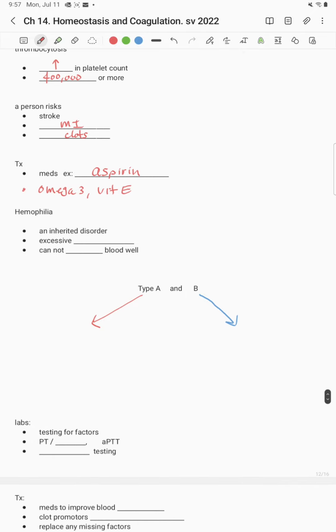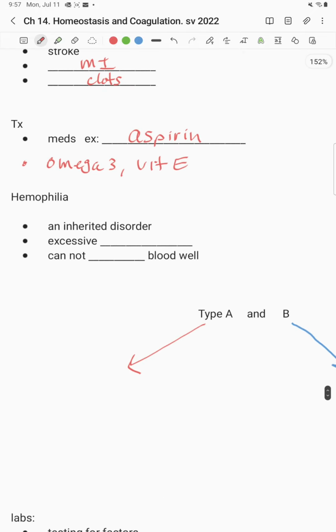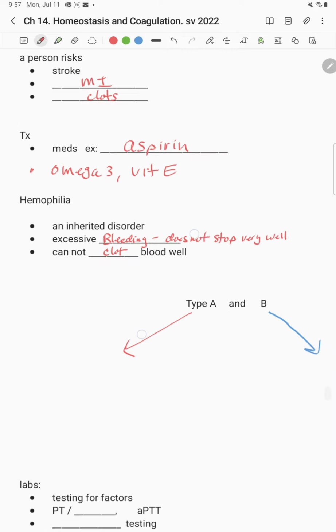Hemophilia is an inherited disorder of excessive bleeding. The bleeding does not stop very well, so they cannot clot blood.